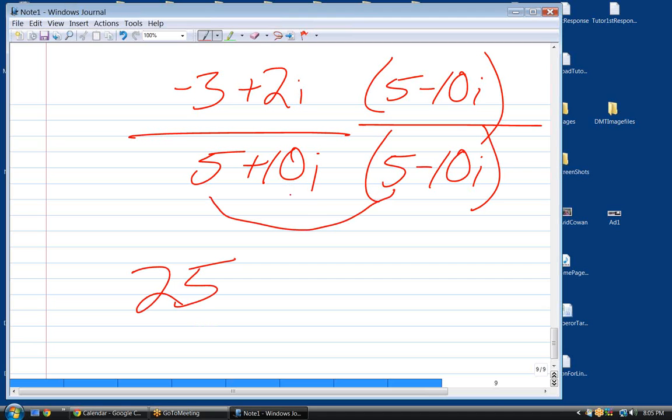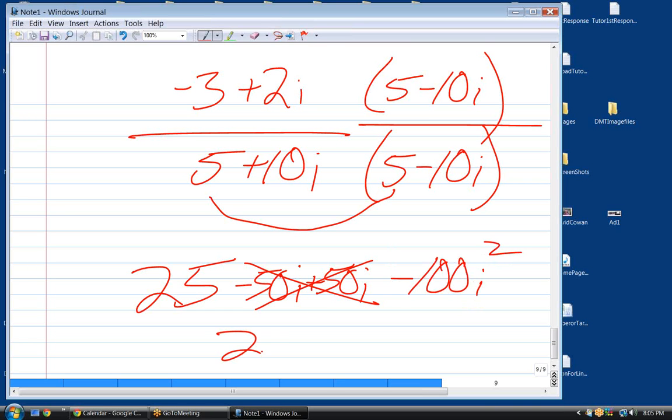And then notice that the next two terms cancel. In other words, that times that is minus 50i, but then that times that is plus 50i. It's always going to cancel. And the only thing I'm left with is the last term, 100i squared. Well, i squared is minus 1, so the bottom turns into 25 plus 100. 125. That's the new denominator.